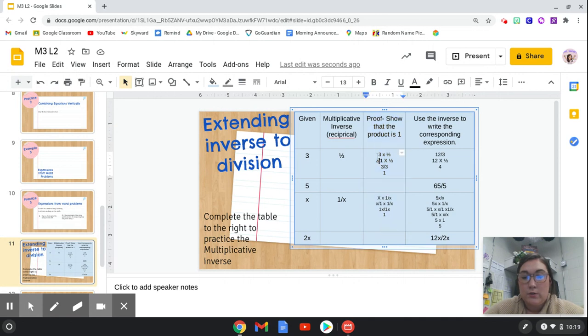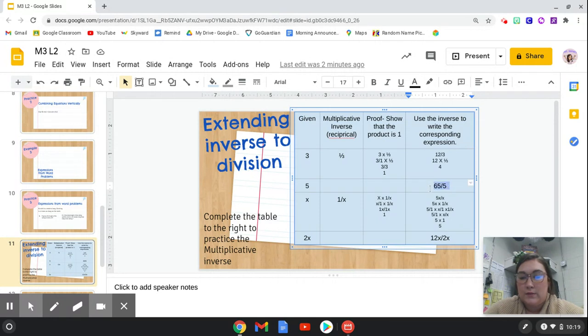So here I took 3 and I multiplied it by its multiplicative inverse. Now I have 3 over 1 times 1 over 3, which equals 3 over 3, which simplifies to 1. I did the same thing down here: x times 1 over x, that's x over 1 times 1 over x, which gives you 1x over 1x, which simplifies to 1. And then I have a problem that you have here.